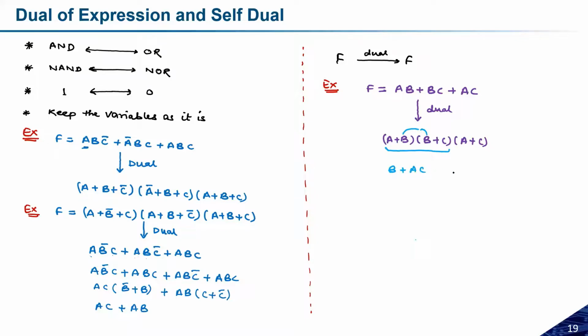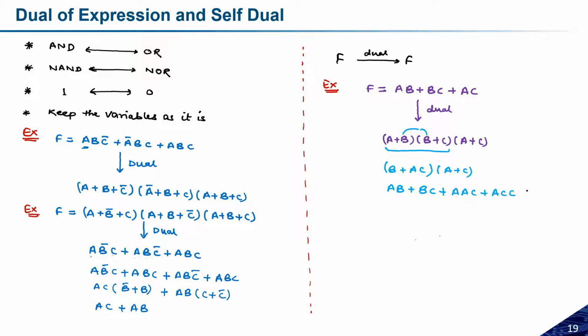So this is the law which we have already discussed. So a plus b into b plus c can be replaced with b plus ac. And this is multiplied with a plus c. If we expand this one, I will get ab plus a into c, so ab plus bc plus aac plus acc.